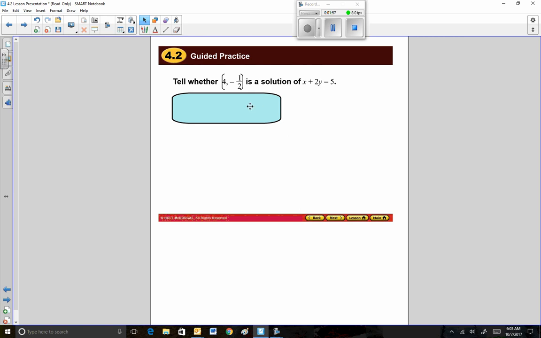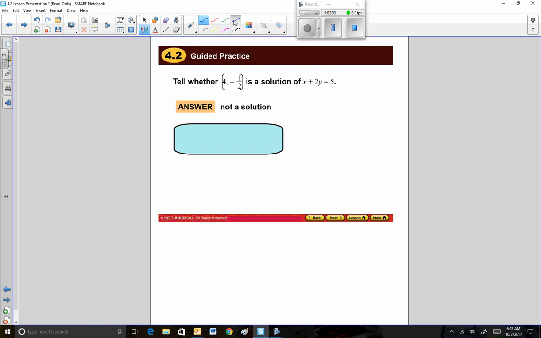All right, you're back. Let's take a look. It is not a solution. Let's take a look real quick to make sure we know why it's not a solution. Plug in the 4 plus 2 times the negative 1/2, substituting negative 1/2 in for y. And these two cancel, so I've got basically a negative 1. So 4 minus 1, well, that's 3. That does not equal 5. All right, let's take a look at our next slide.